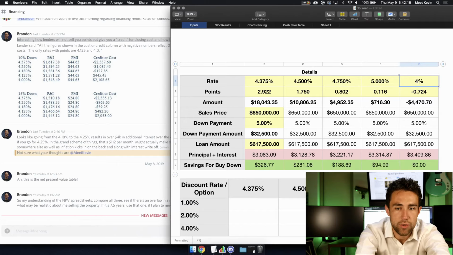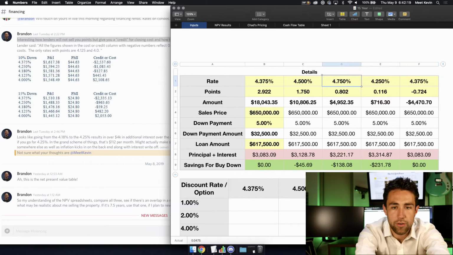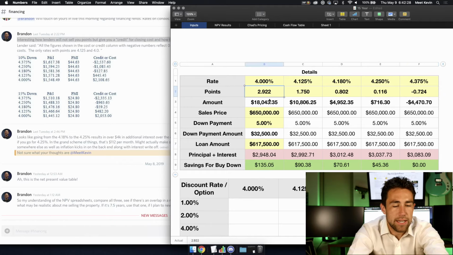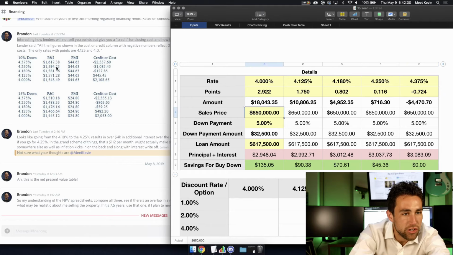He's got 5 different interest rates. We're going to put the highest interest rate on the right, and then work over. 4.18. Wow, very small margin in movement. 4.0. And then now we have to do the points. So where's your 0 point? This is closest to your 0 point rate.